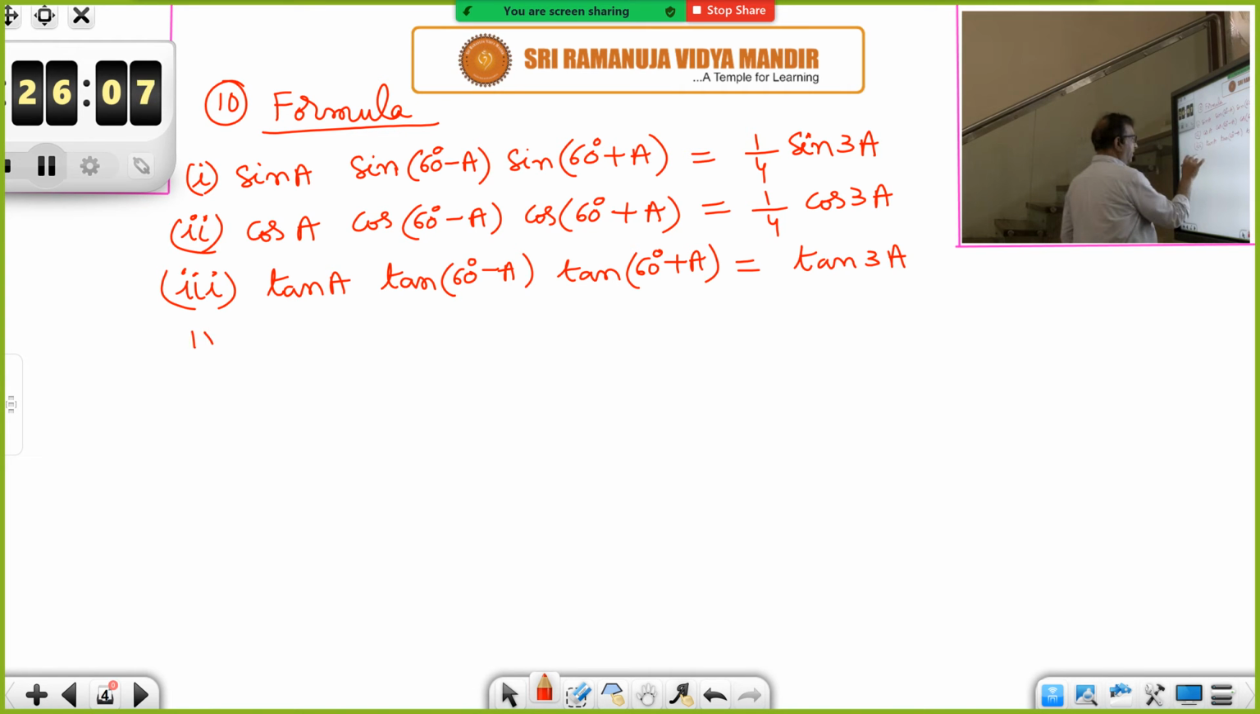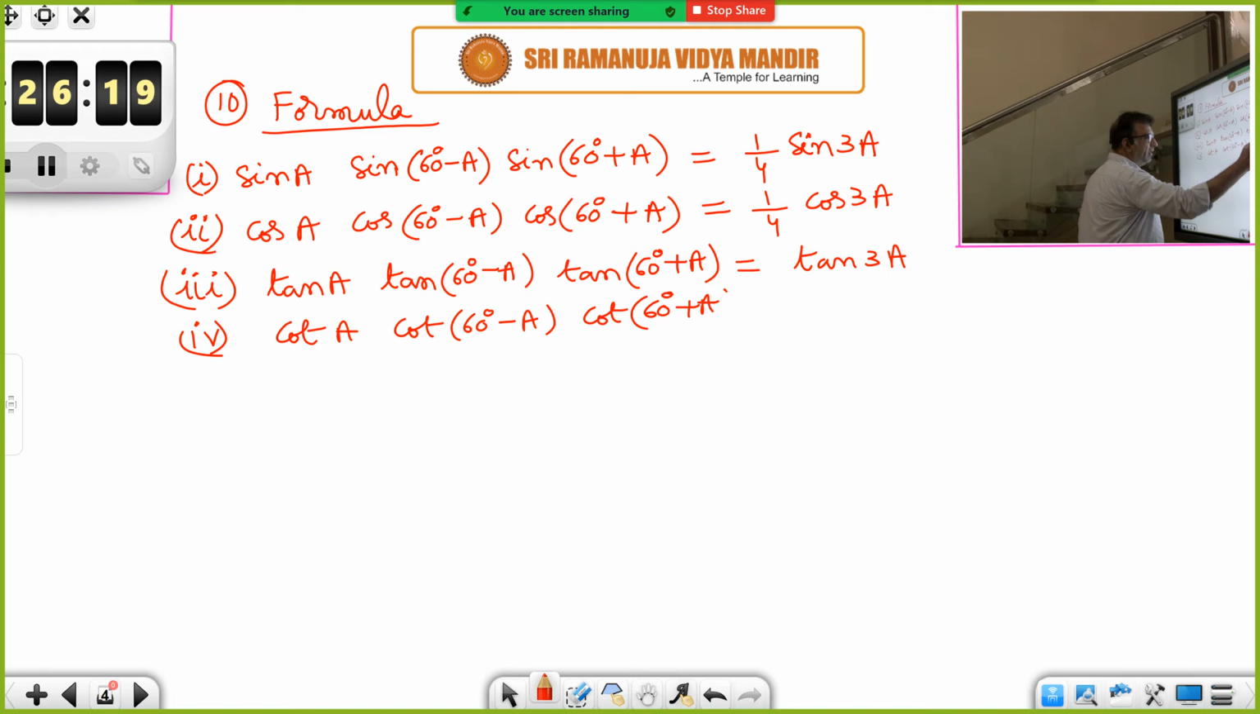Now the fourth one, cot A, cot 60 minus A, cot 60 plus A is cot 3A. Not 1 by 4. So if you prove first and second, then third and fourth are very easy. Just dividing 1 by 2, you will get the third one. Dividing 2 by 1, you will get the fourth one. So we have to prove only first and second.